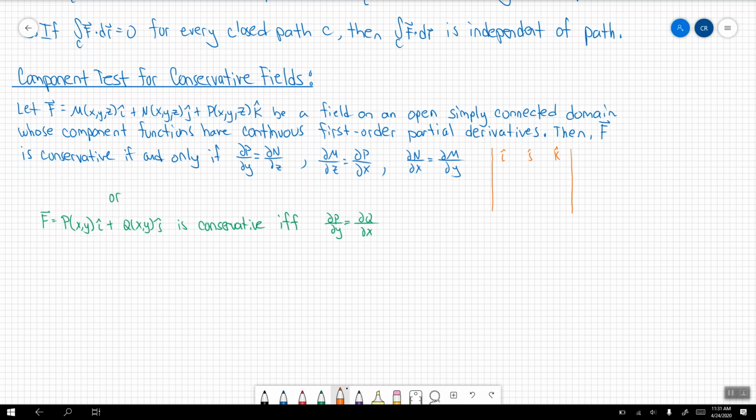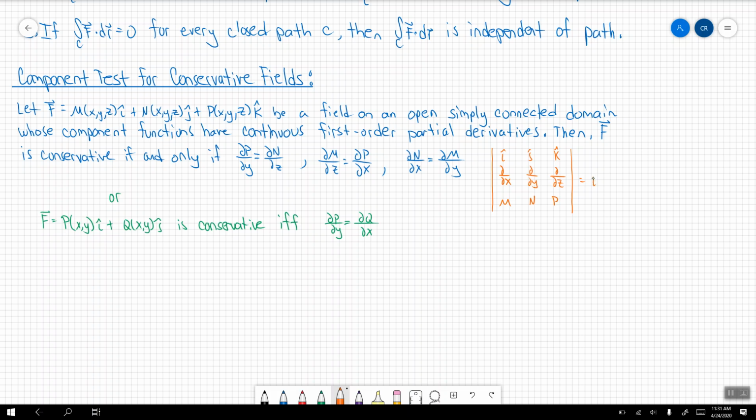My bottom row I'm going to go with my functions. This is going to be M, N, and P. All right. And in my second row, what I'm going to do is I'm going to insert my operators for my partial derivatives. So this is going to be partial derivative of something with respect to x, partial derivative of something with respect to y, then partial derivative of something with respect to z. All right. And what I want to do at this point in time is I just want to go ahead and get the determinant for this particular matrix.